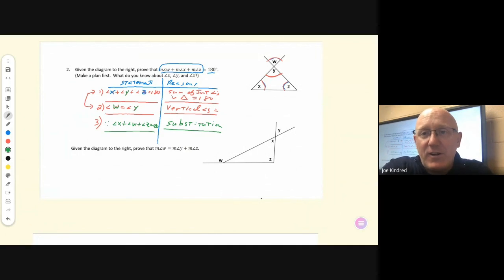And this is going to conclude our initial introduction into proofs. All right, talk to you soon.